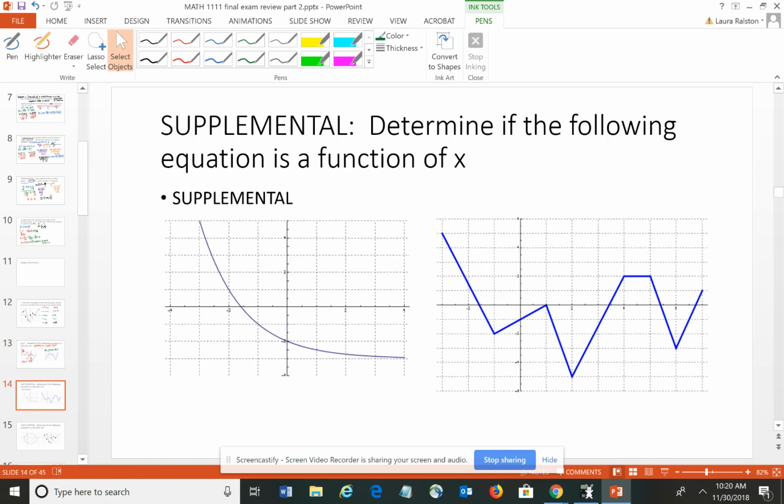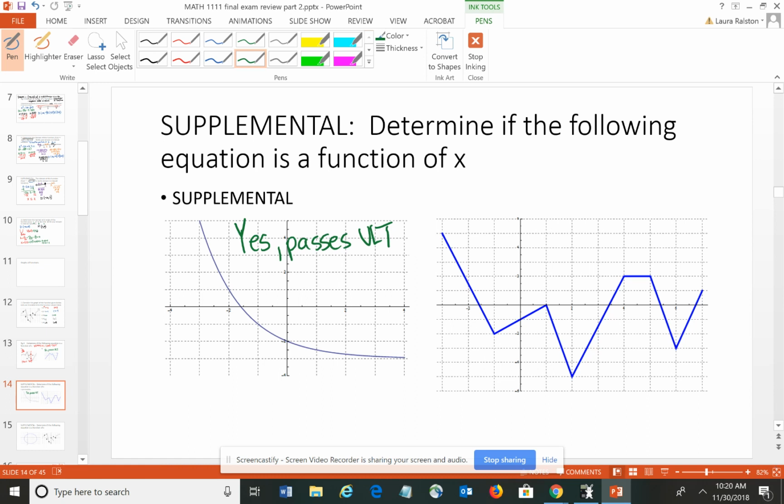Looking at some more supplemental questions, again, they ask that same question. Determine if the following equation is a function of x. And again, you want to think about using the vertical line test. With this particular equation on the left, which looks like maybe an exponential or a logarithmic function, if you visualize those vertical lines, I don't believe a vertical line would cross more than once. So again, we can say yes, because it passes the vertical line test.